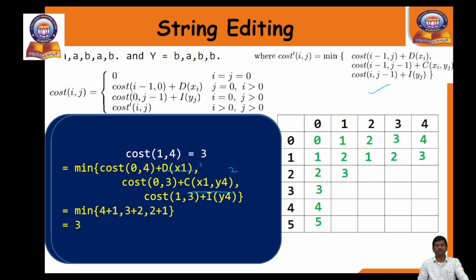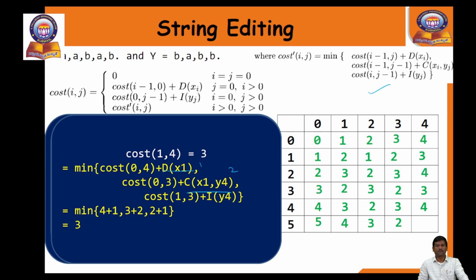In the same fashion, find the cost of 2 comma 1, 2 comma 2, 2 comma 3, 2 comma 4, and so on, 3 comma 1, 3 comma 2, 3 comma 3, 3 comma 4. And similarly, this is how you'll be computing the various values.